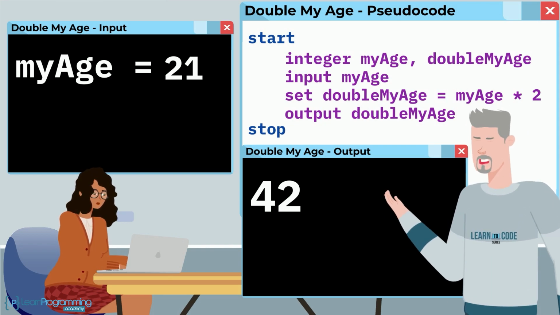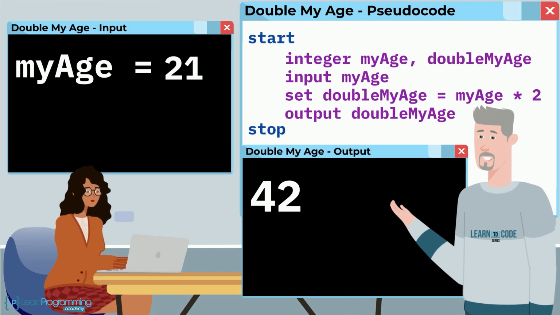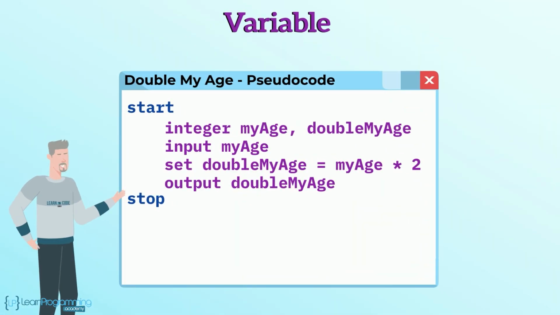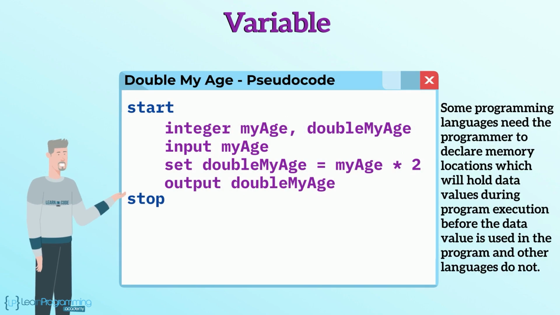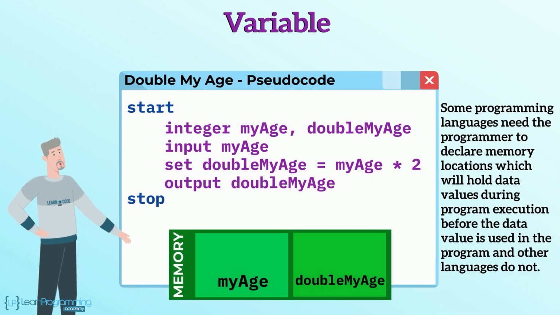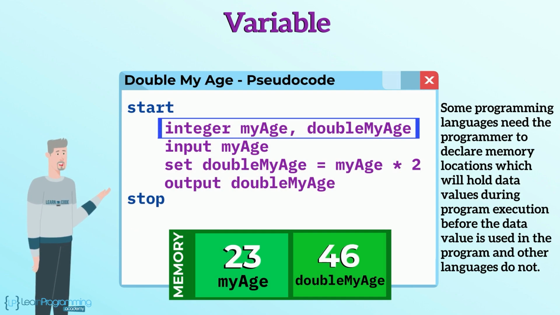This is one of the many great features about programs. I will expand this example later. Secondly, I introduced the concept of a variable in it and created 2 integer data type variables, My Age and double My Age. Third, some programming languages need the programmer to declare memory locations which will hold data values during program execution before the data value is used in the program, and other languages do not need that declaration.